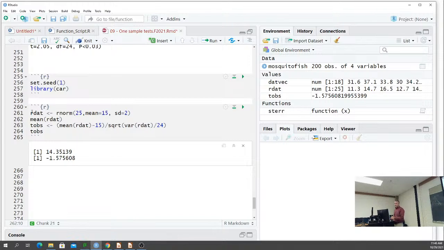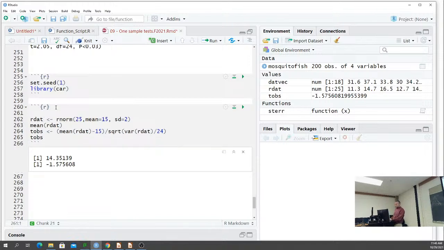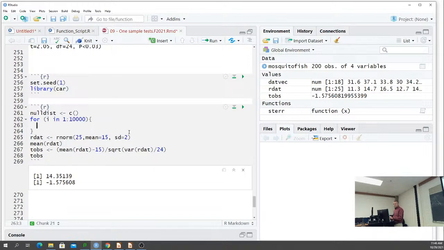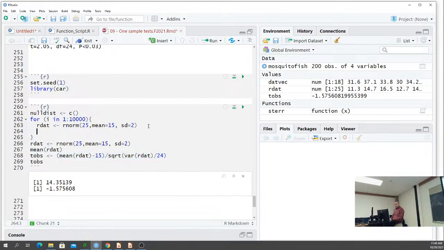So we have our r dat, right? So I'm going to do something like this. Null distribution, all right? 10,000 values. So what I'm going to do is generate this data. We're drawing 25 values from a mean of 15, standard deviation of 2. And then what we want to do is calculate our standard error, or our t observed. But that t observed is going to be my null dist value.